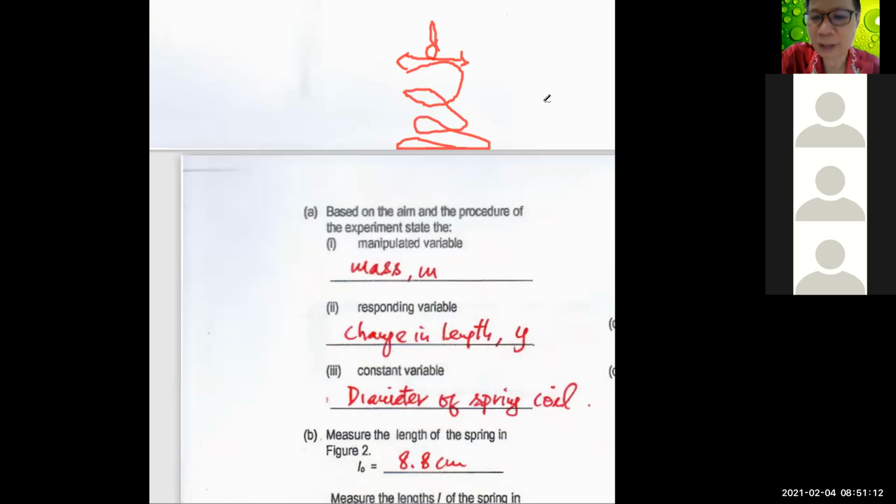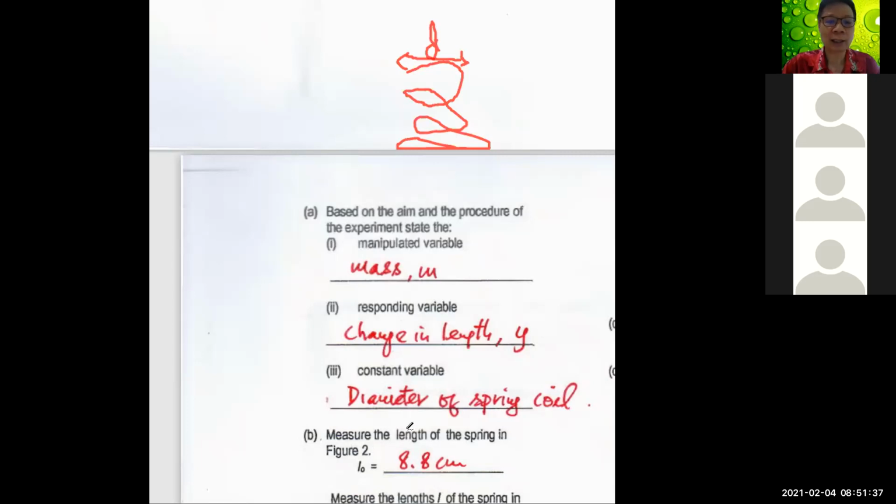Your answer is very good. Thank you. Because different diameter will affect the stiffness of the spring. It will change the stiffness. When the diameter is big, the spring is very soft. When the diameter is small, the spring becomes very hard. Hard means we say stiff. Okay, all right.